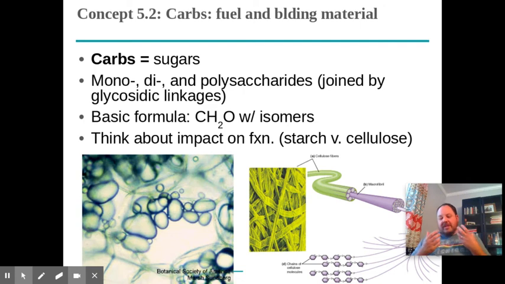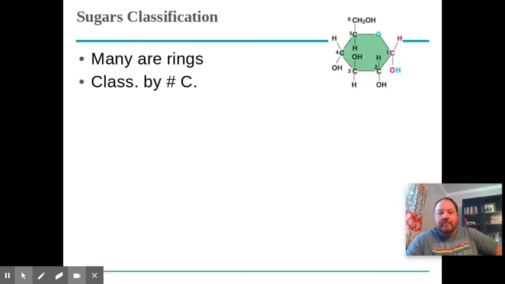So that's the stringy stuff you get in like celery. So it makes the cell walls much tougher. It makes it difficult for pathogens to get in, and it's a structural feature that provides some support and stability that allows plants to rise up against gravity.